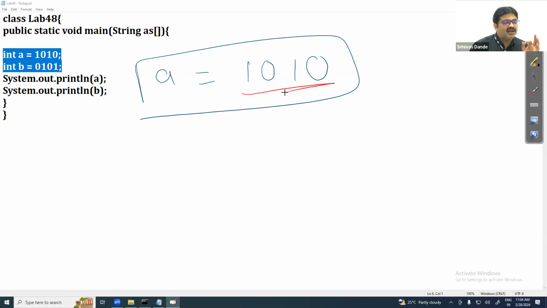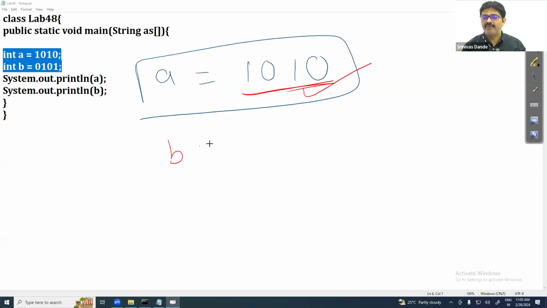A is a decimal. In decimal, if 10 is there, is it decimal only? Is it binary only, Srinivas? A is a decimal, right? In the decimal number system, what are allowed? 0 allowed, right? 1 allowed, right? This is a decimal. You write numbers decimal.